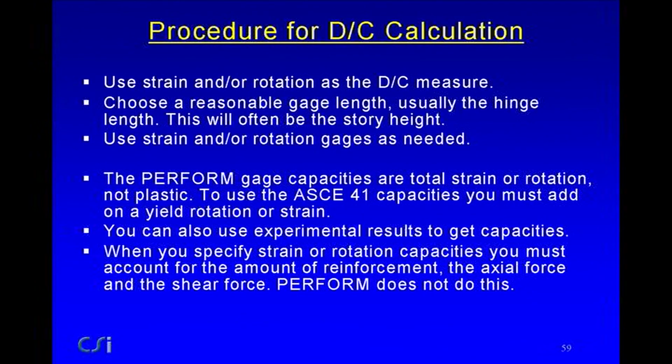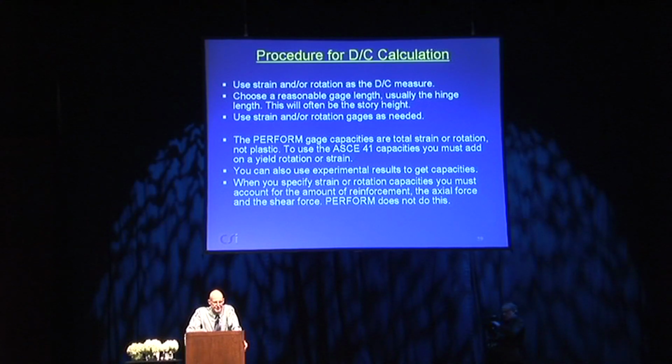The procedure, therefore, is to use strain and/or rotation as the demand capacity measure. You choose a reasonable gauge length, which is usually the hinge length. This is the gauge length for the strain gauges, and it will often be the story height. And then you use strain and/or rotation gauges as you need.